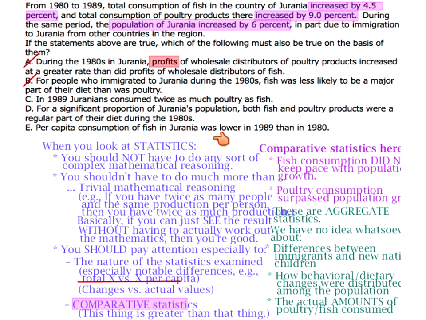So, C is addressed by what we said about caviar. The relative amounts of these things are completely unknown. It's possible that the fish consumption went from a really tiny number to another tiny number, and that poultry went from a big number to another number, or vice versa. We have no idea. If you replace poultry with caviar, it's pretty clear why C is not a thing.